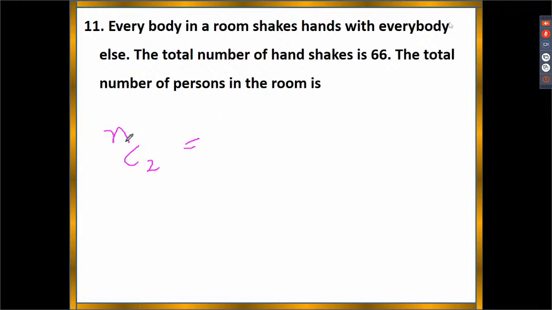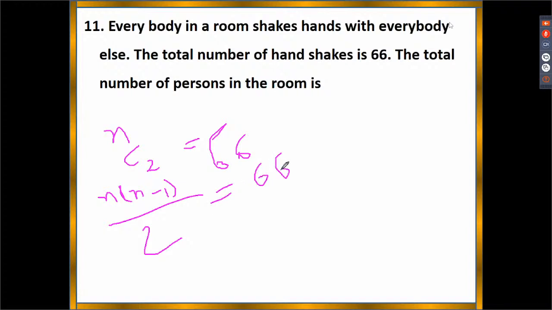I don't know the number of persons, but the total number of handshakes is 66. Is it possible to find the n value? nC2 is equal to 66. So nC2 is nothing but n factorial, reduced: n into n minus 1 by 2 is equal to 66. So repeated questions for TCS.